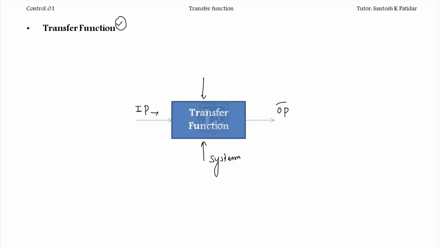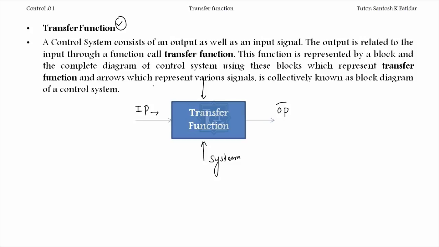Okay, so can I say a control system consists of an output as well as an input signal? Yes, this is output, this is input. The output is related to input through a function called the transfer function. This function is represented by a block. The complete diagram of a control system using these blocks, which represent transfer functions, and arrows, which represent various signals, is collectively known as the block diagram of a control system.